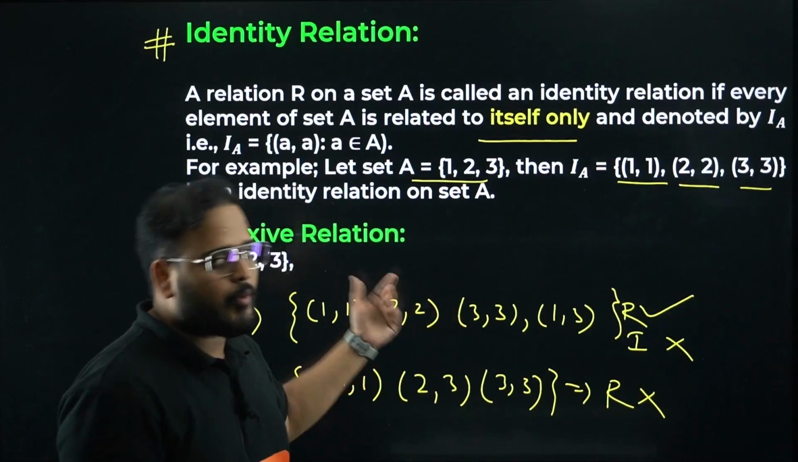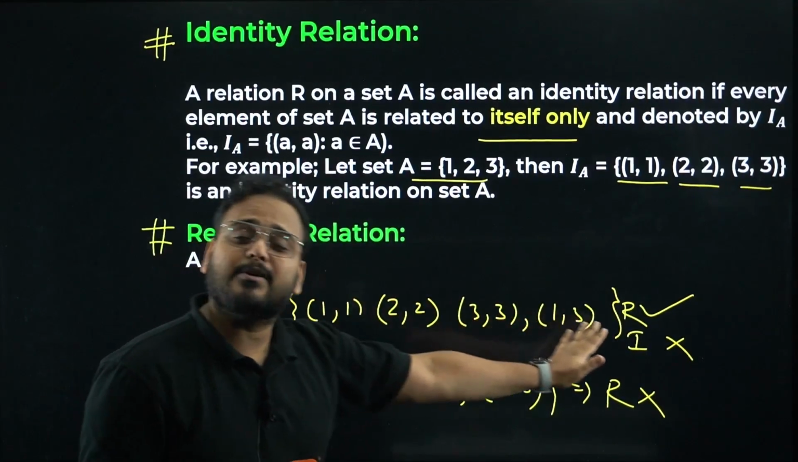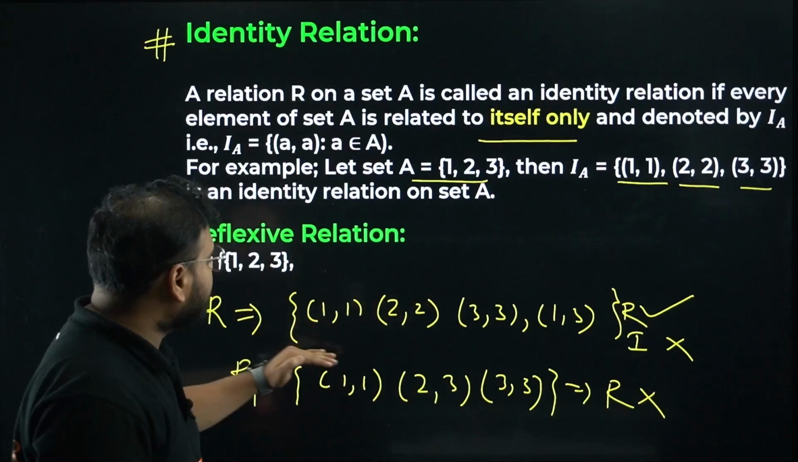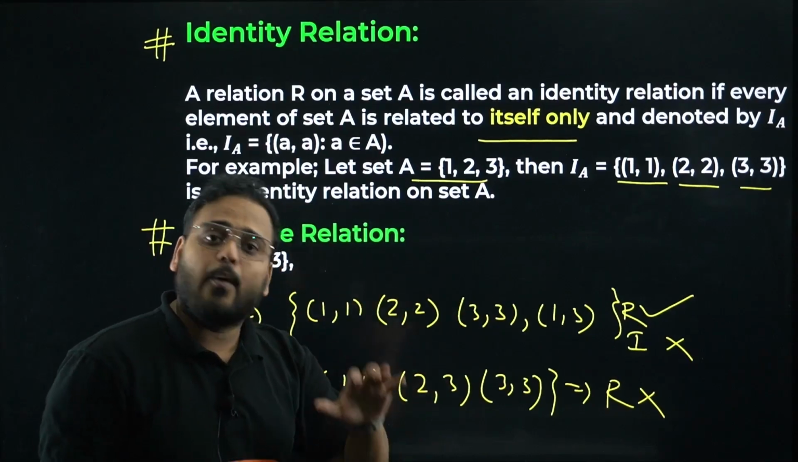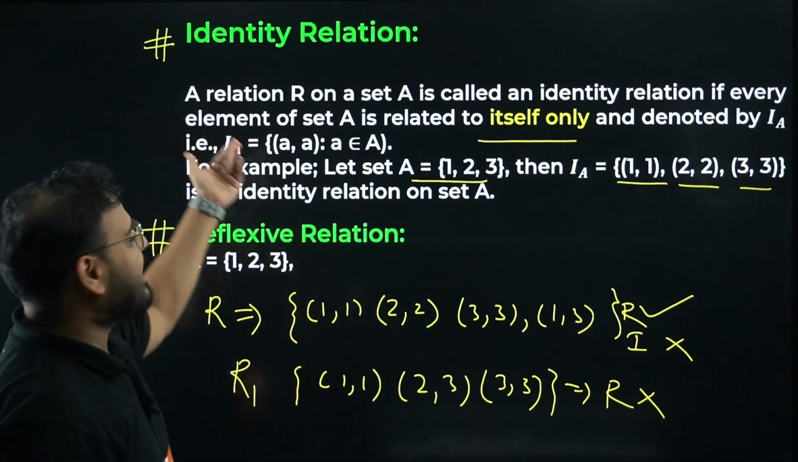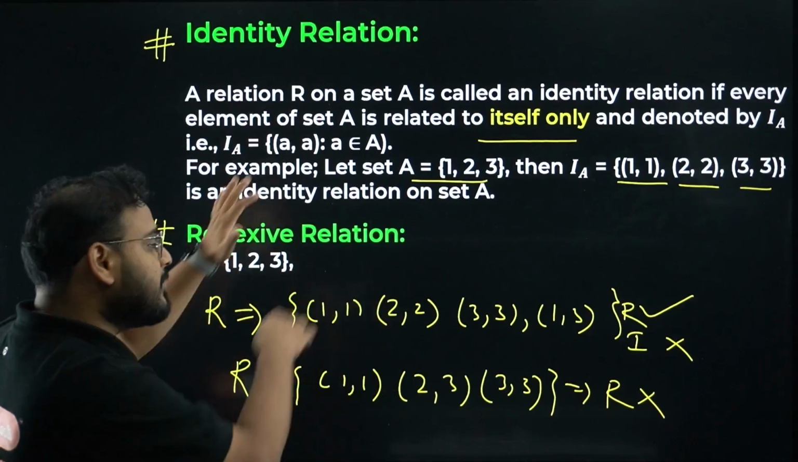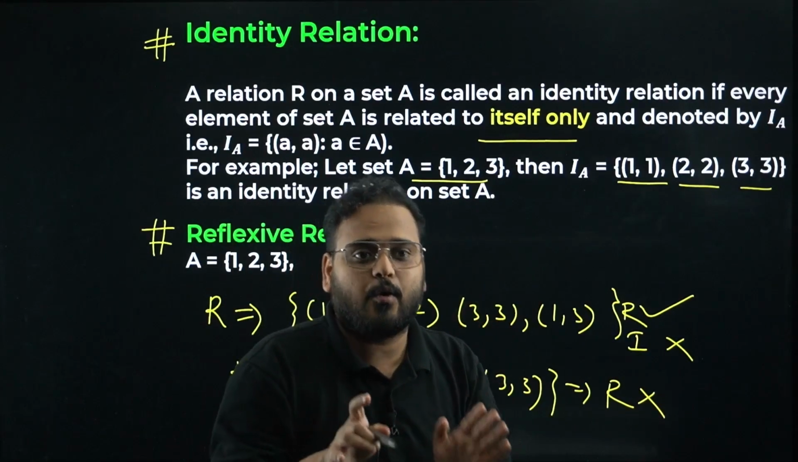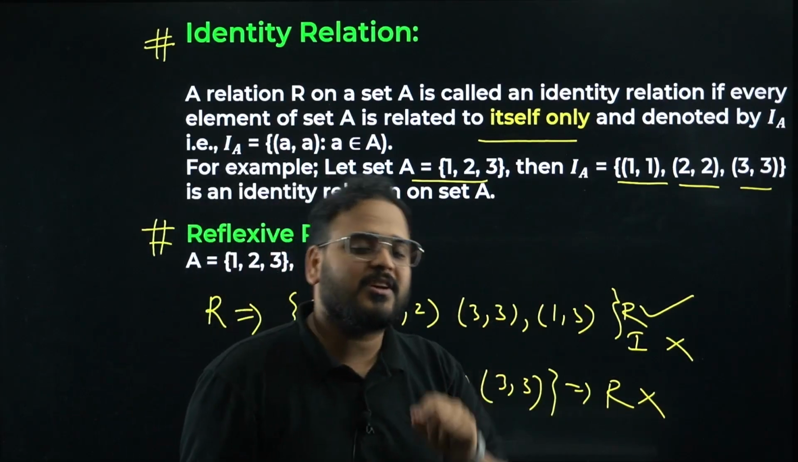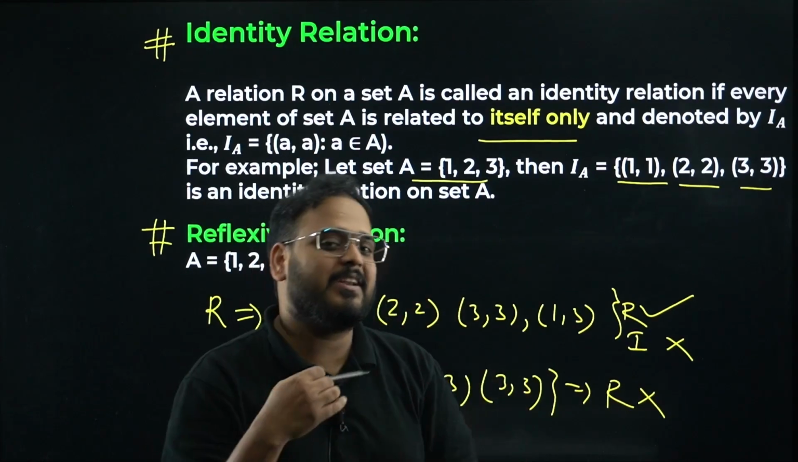So you should have 1 1, 2 2, 3 3. If that is enough, that is also reflexive. Otherwise you can have other elements also, not a problem. But minimum 1 1, 2 2, 3 3 should be there. I hope we get the difference now between reflexive and identity. They're similar somewhat, right? So there's no confusion about it, I hope. If there is, you let me know in the comment section. I'll cross verify it, and we'll have a discussion over there.